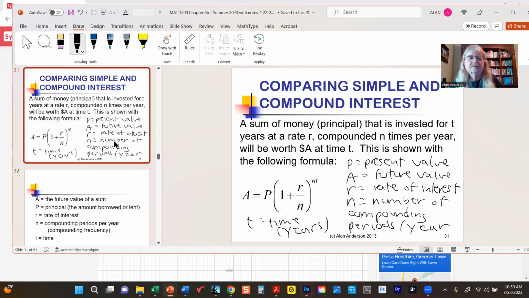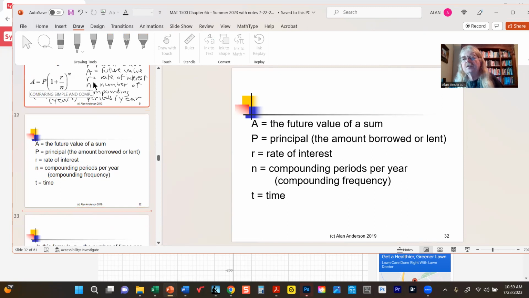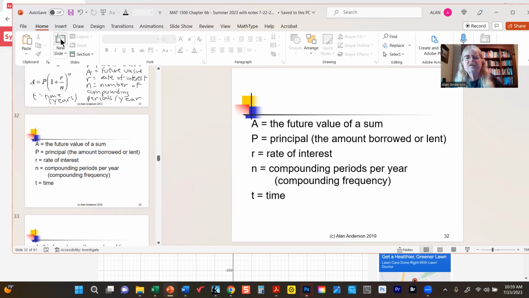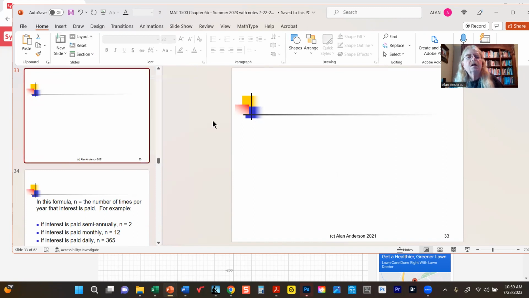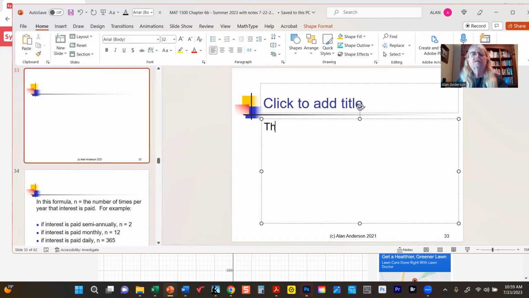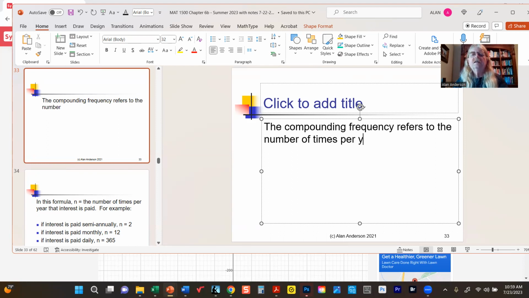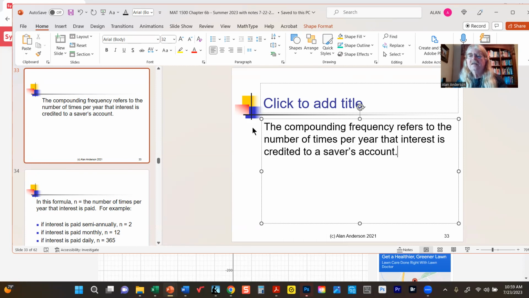So remember, this is a bank. You're putting your money in the bank. You leave it there, you get interest. The bank, in the meantime, is lending your money out to other customers at a higher rate of interest, and that's how they make their money. The compounding frequency refers to the number of times per year that interest is credited to a saver's account. Now, it's possible that the bank just waits to the end of the year and gives you the money all at once, but that's not normally the way it works.